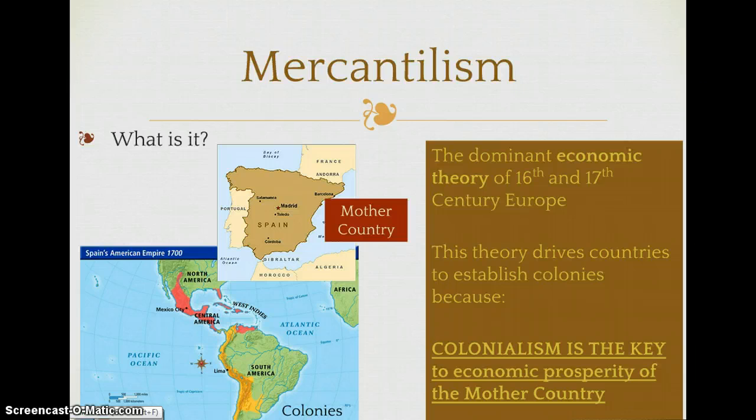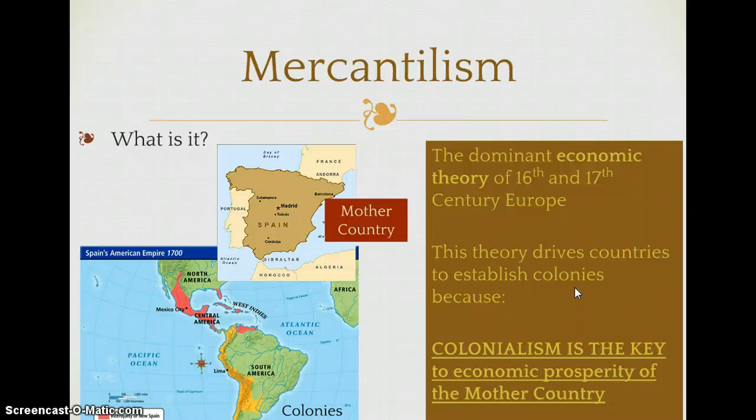So what we're really talking about is an economic policy called mercantilism. Practice saying it, right? Mercantilism. So what is it? So you're following along on the worksheet. That first bullet point there, it's the dominant economic theory of the 16th and 17th century Europe, right? Which means the 1500s and 1600s. So under the second bullet point there, we write, this theory drives countries to establish colonies because colonialism is the key to economic prosperity of the mother country.